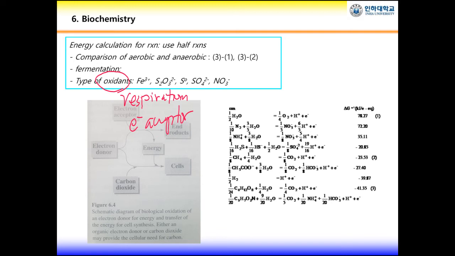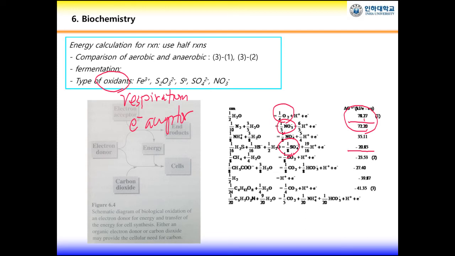And from the biological viewpoint, oxygen is a pretty good electron acceptor because it can produce more energy. Nitrate is also a good electron acceptor because the energy difference is not that big. It's about 10% difference. Sulfate may act as electron acceptor, but if you look at the Gibbs free energy, the energy released by using sulfate as electron acceptor is much smaller than these two cases.